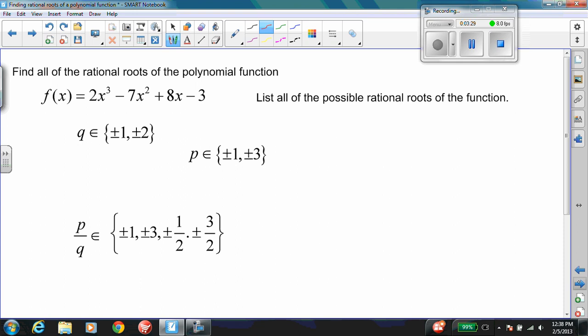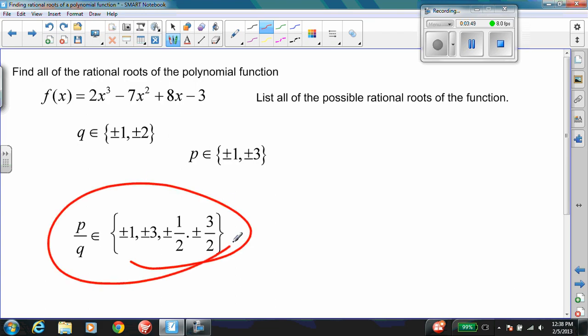So if I'm trying to figure out what P over Q could possibly be, I need to consider plus and minus 1 over 1, and also plus or minus 1 over positive or negative 2. I need to also consider positive and negative 3 over both of these, actually all 4 of these numbers as well. So this is my set of numbers that could possibly work.